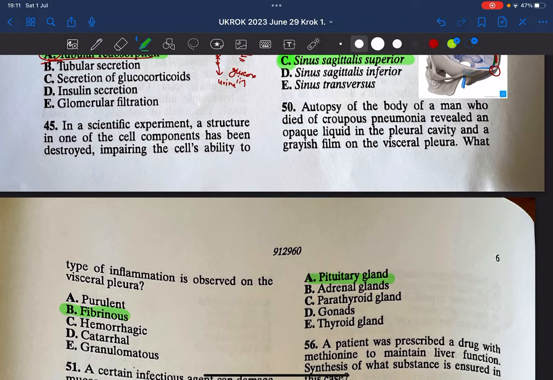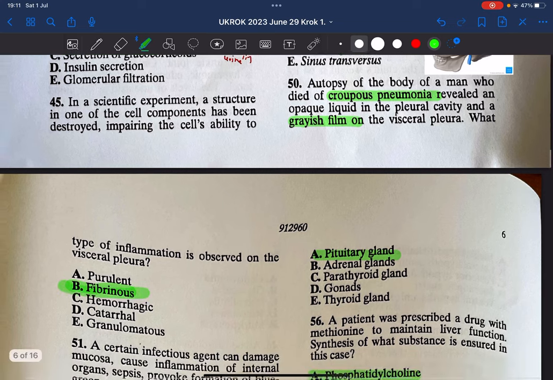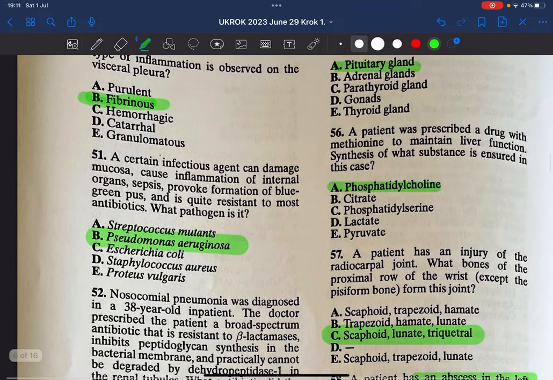We have a type of inflammation of the croupous pneumonia. Croupous pneumonia is a type of pneumonia characterized by formation of these films or membranes, called fibrinous inflammation. We have a bacteria that causes inflammation of internal organs, sepsis, and blue-green pus, and is resistant to most antibiotics. This is a dangerous bacteria called Pseudomonas aeruginosa.